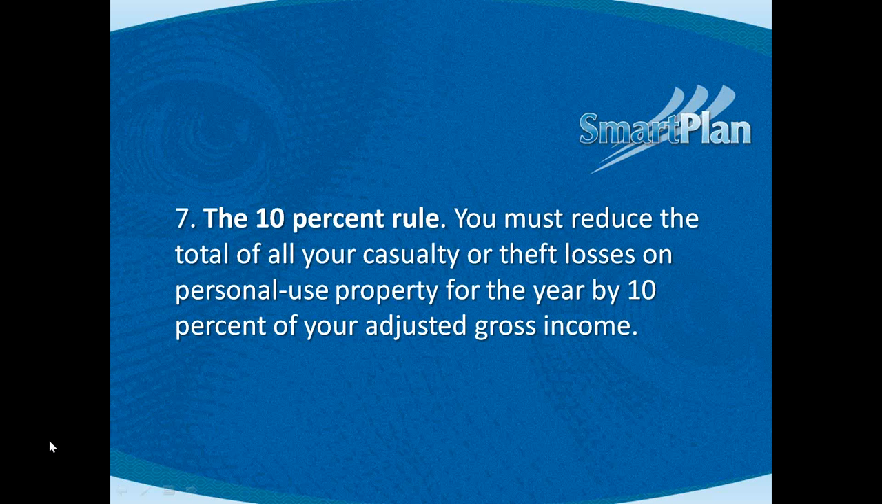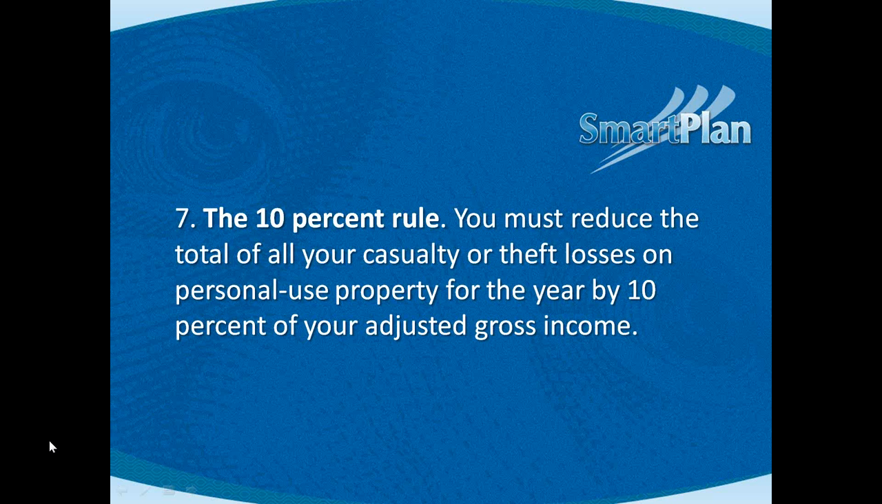The 10% rule comes into effect after you get that figure. You must reduce the total of all your casualty or theft losses on your personal use property for the year by 10% of your adjusted gross income. Adjusted gross income is the total income at the bottom of page 1 of your 1040, the top of page 2. So if you have a $40,000 adjusted gross income on your 1040, your personal tax return, that means that $4,000 gets subtracted from your casualty loss.